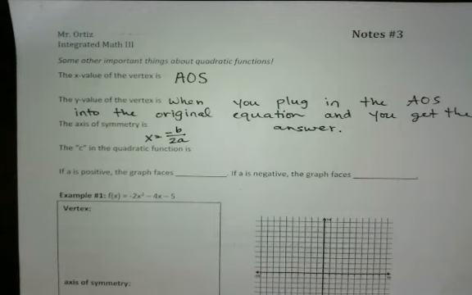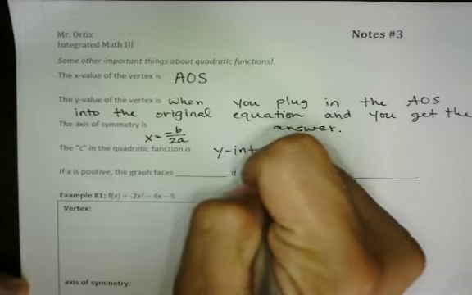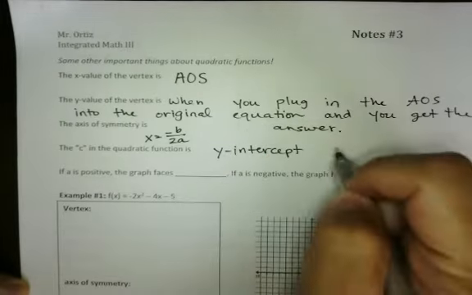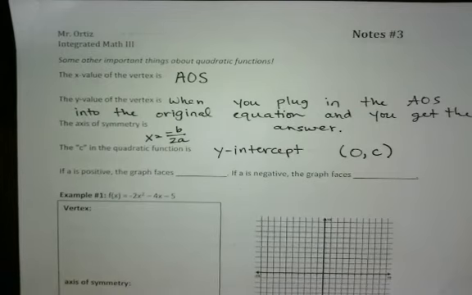Now, the way we find the axis of symmetry is with the formula x equals negative b over 2a. And the c in the quadratic function is our y-intercept. So that'll be our 0, comma C.